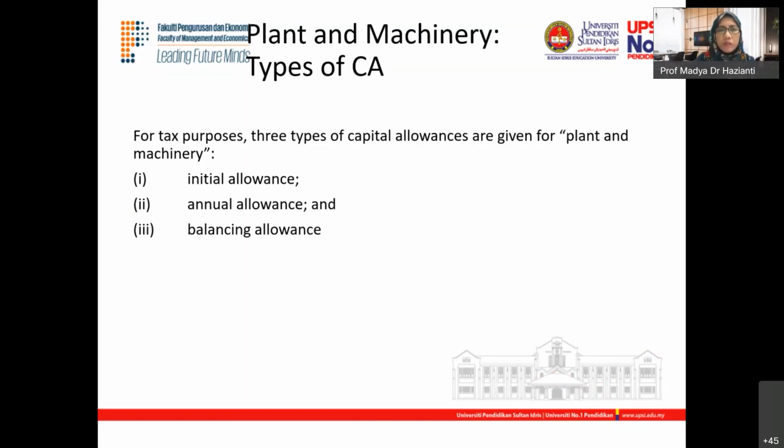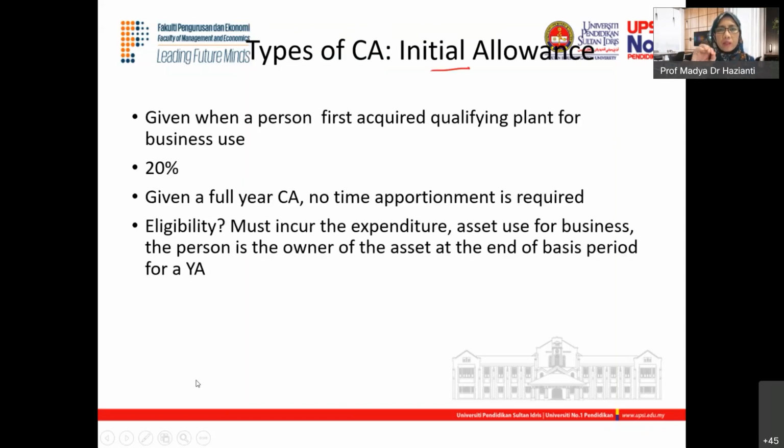And then this one saya just nak introduce to you the initial allowance. Again, initial allowance is given when a person first acquired qualifying plant for business use. Let's say untuk tahun 2022 ada beli kereta baru for business, beli van baru for business, right? So that person is entitled for a 20% of initial allowance.